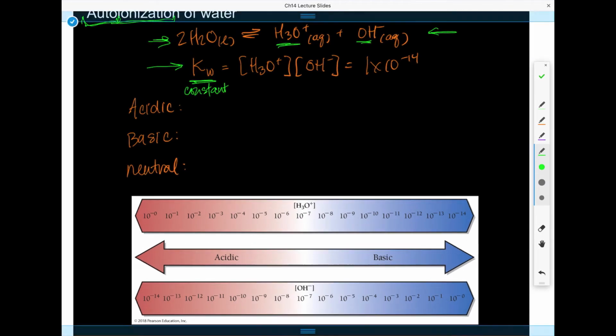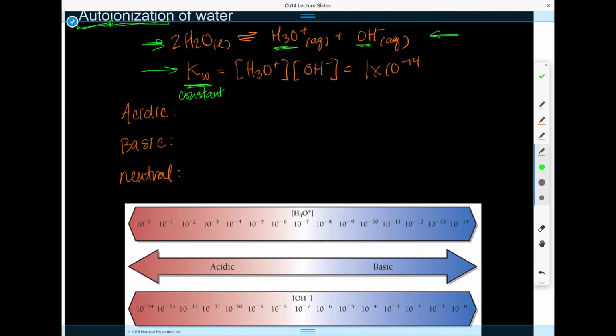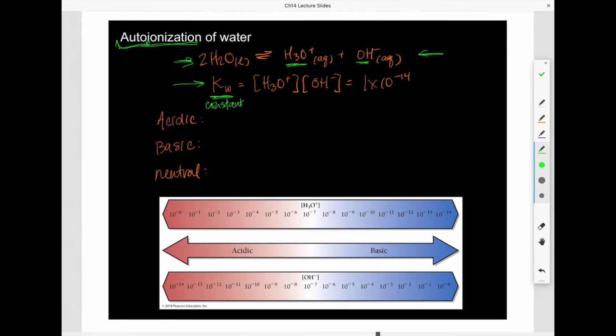It says that, and so this is molarity, right? So these square brackets are molarities. So this is the molarity of my H3O plus, and this is the molarity of my hydroxide ion. So the molarity of those two multiplied is always going to be 1 times 10 to the negative 14th.